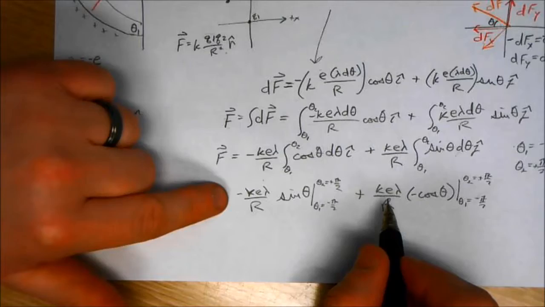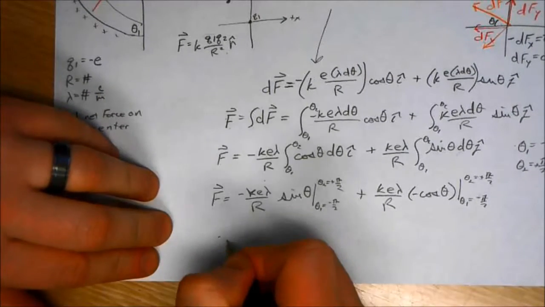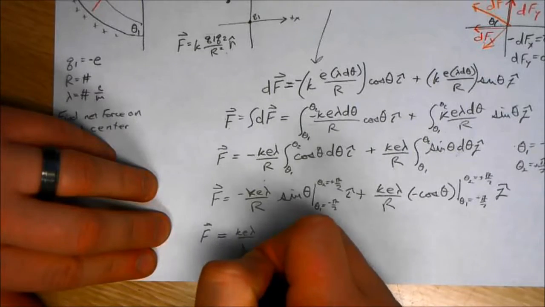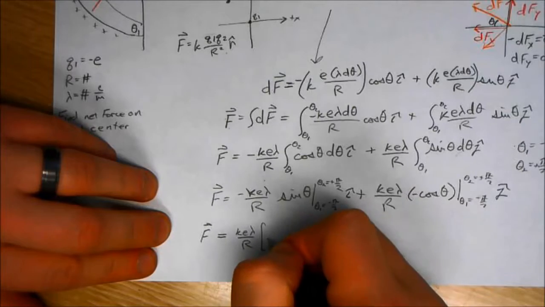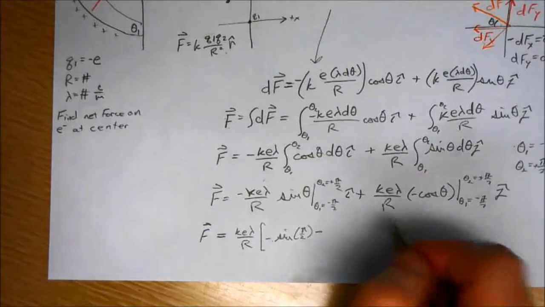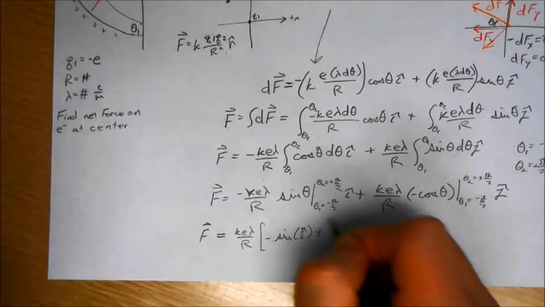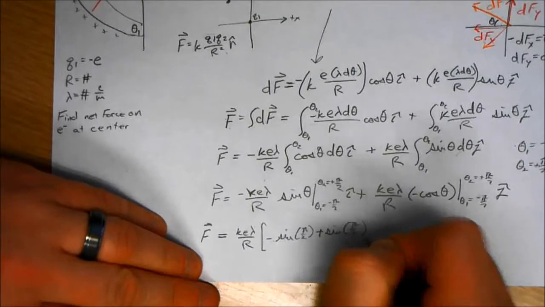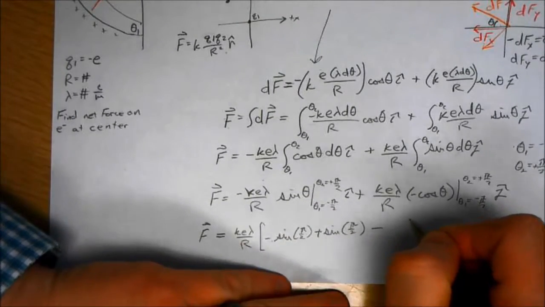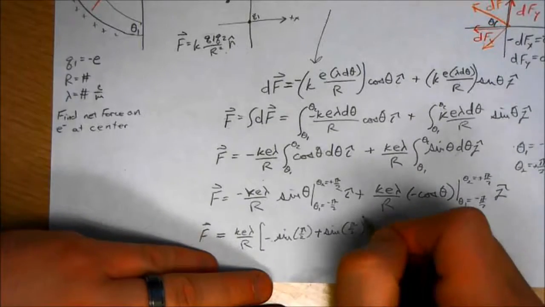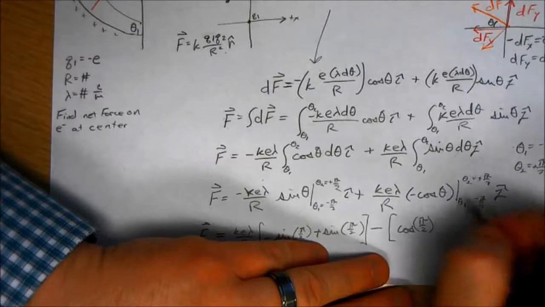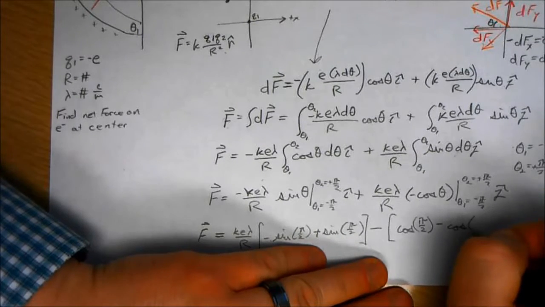So I'll plug this stuff in. I can pull out these constants everywhere. Got my vector bar. Oh, I forgot my unit vectors too. Getting real sloppy. So this is negative, remember the negative sign right here, sine of pi over 2 minus a negative, which is going to become positive sine of negative pi over 2. And I'm just going to put the minus sign out here. That's going to follow everything. Minus cosine of pi over 2 minus cosine of negative pi over 2.